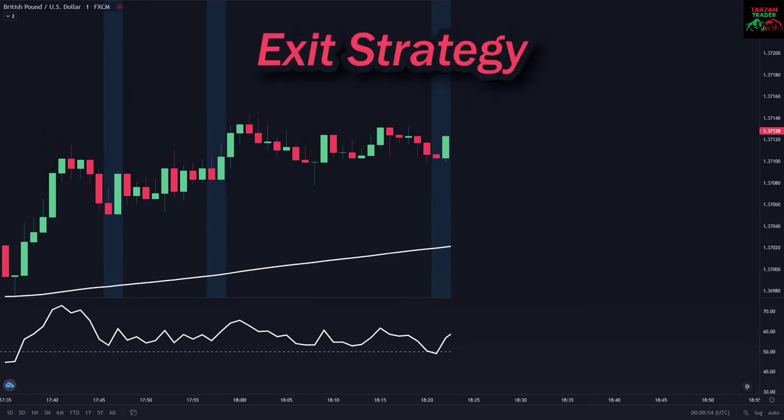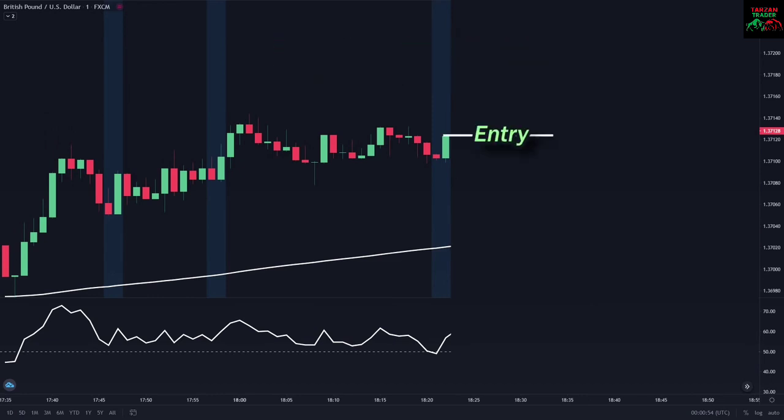Now for our exit strategy. Once you've entered a trade, you want to set your stop loss below your entry candle here, and set your profit target at 2 times your stop loss. So now, let's look at this strategy in action.